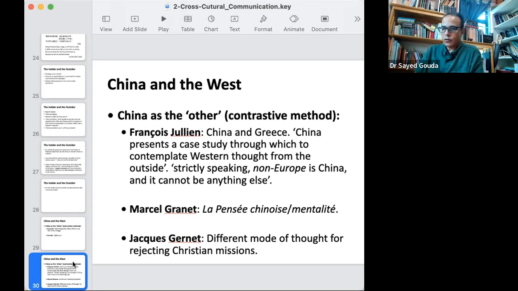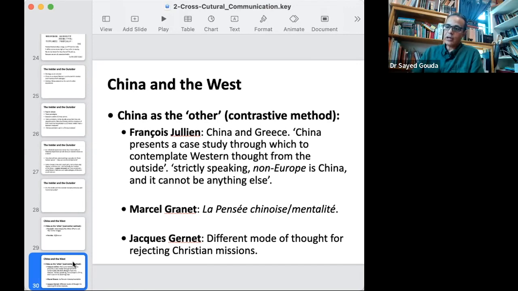Marcel Granet also described China and the Chinese way of thinking. He called it la pensée chinoise, the Chinese mentality, or the Chinese thought, and also introduced it in a way that there is Western thought, and the opposite of it is the Chinese thought.